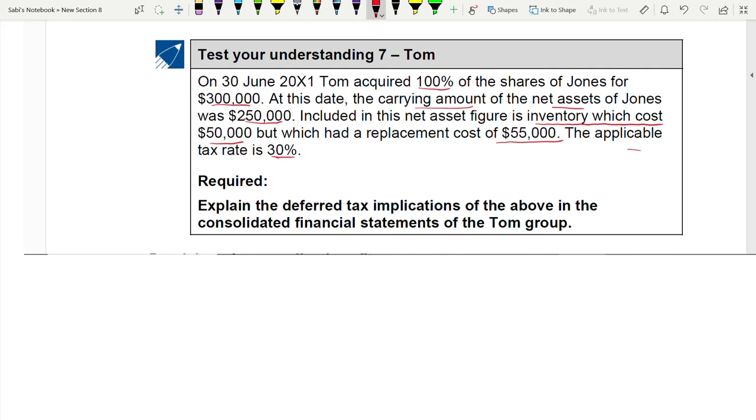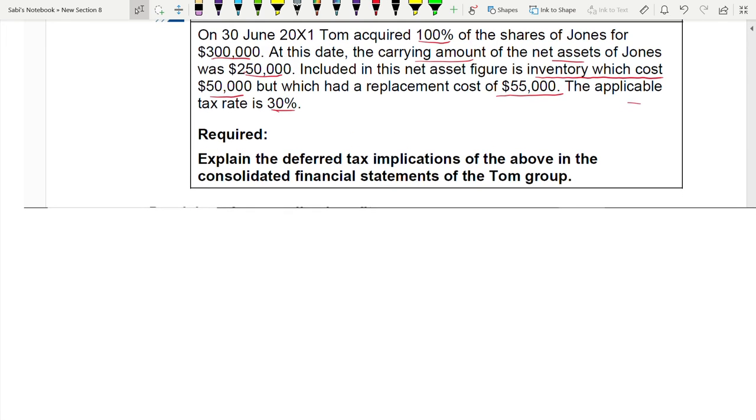Calculate first. What do you need to calculate? Goodwill. How do you calculate goodwill? Consideration. What is the consideration? You bought it for 300,000. Now, net asset.